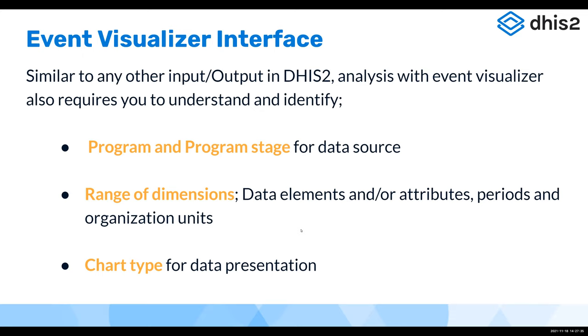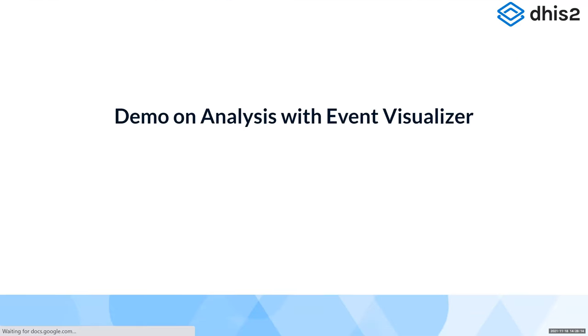This means that, let's say we want to do analysis over time to see the program, or to assess what progress has been made so far. This is where we decide which type of chart we want to use for our analysis. So the event visualizer, let's now start by doing the event. We are doing our practice.